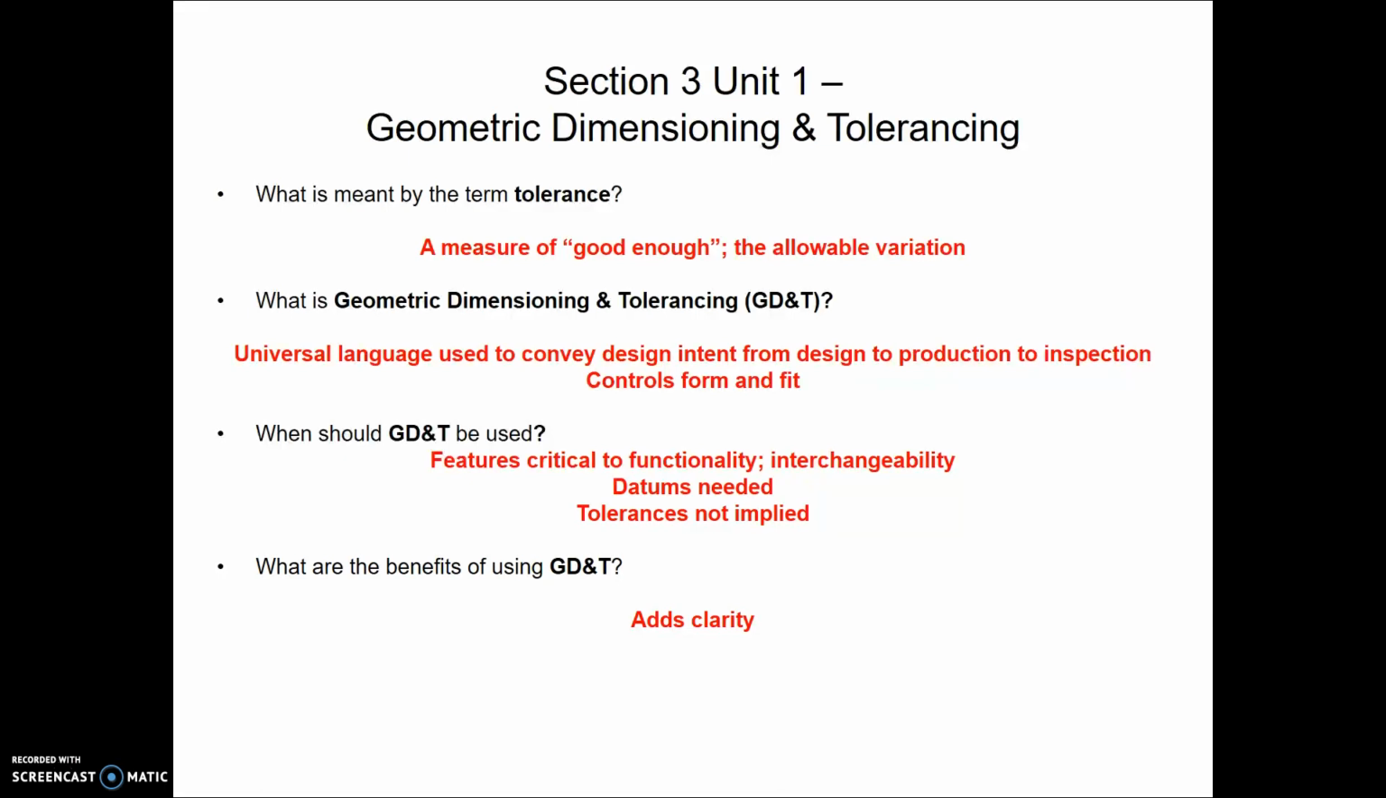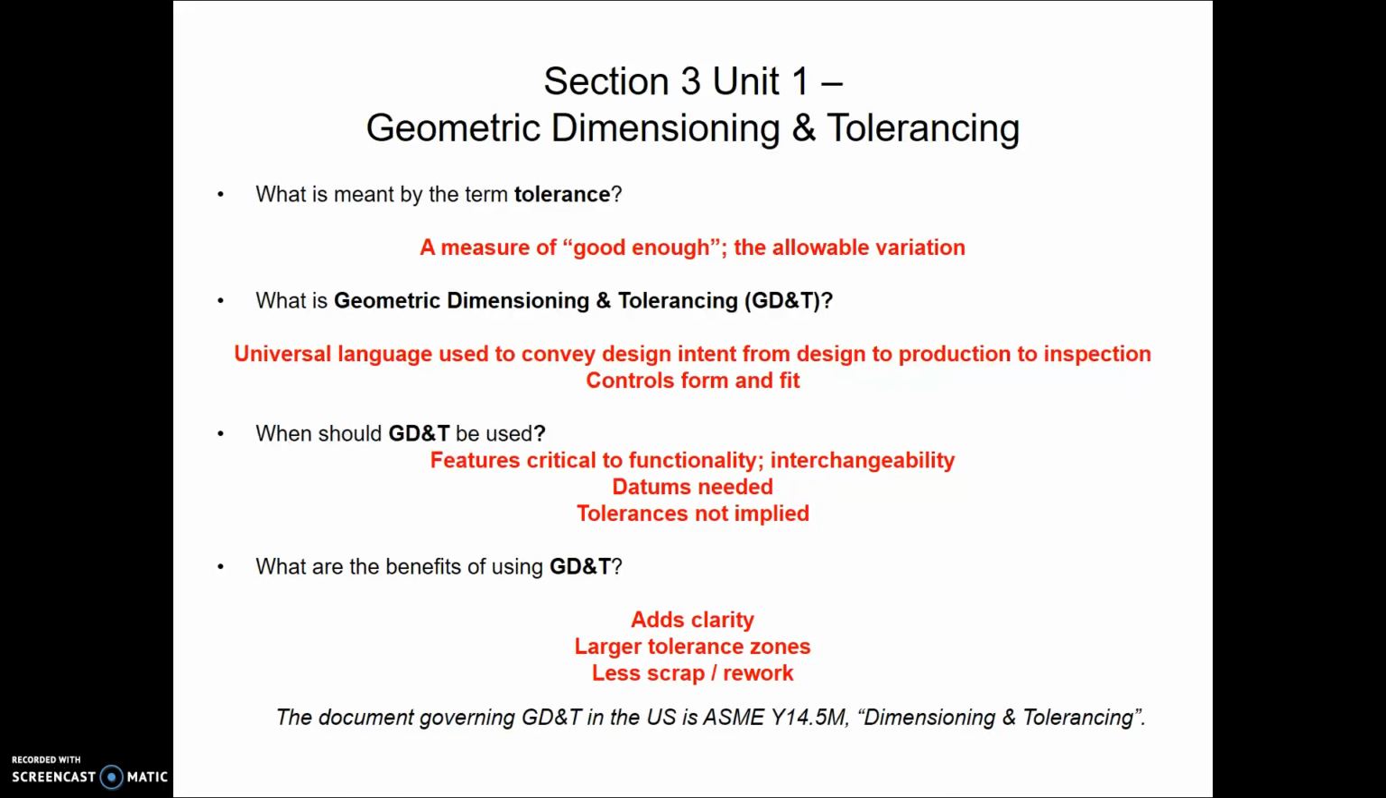So one of the biggest benefits of GD&T is the allowance for larger tolerance zones, which I'll show you in just a second. And because we widen up our tolerance zones, parts that traditionally might be considered to fail upon traditional analysis may actually be passing parts and allow us to have less scrap and rework in what we do.